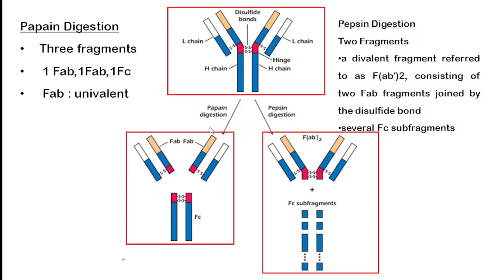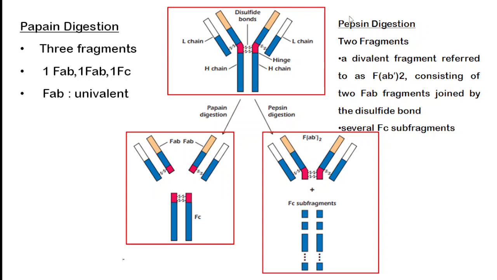Papain digestion will produce three fragments of equal molecular weight. There will be one Fab fragment, another Fab fragment, and one Fc fragment. These Fab fragments are univalent. So three fragments will be generated with papain digestion. It is like cutting a papaya into three parts. One is for you, one is for your papa, another one is for your amma.